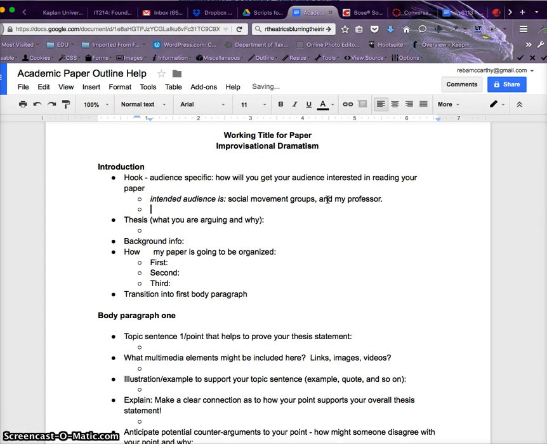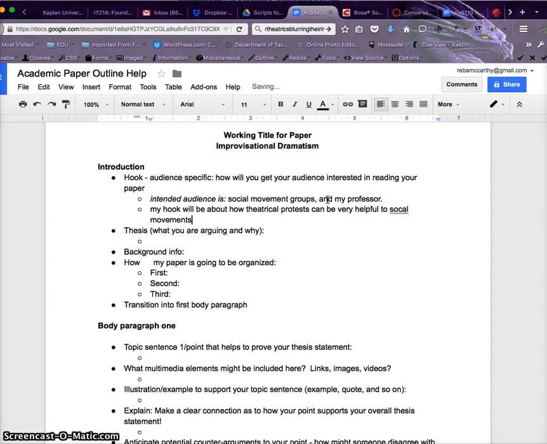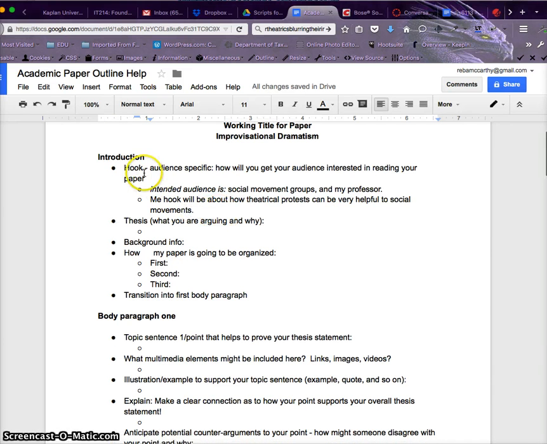And then you want to know what your hook is going to be. My hook about how theatrical. All right. So I don't know what it's going to be yet, but I'm identifying it, right? So I'm reminding myself who my intended audience is, and I'm identifying how I'm going to write my hook. Okay, so that's one of the first things.